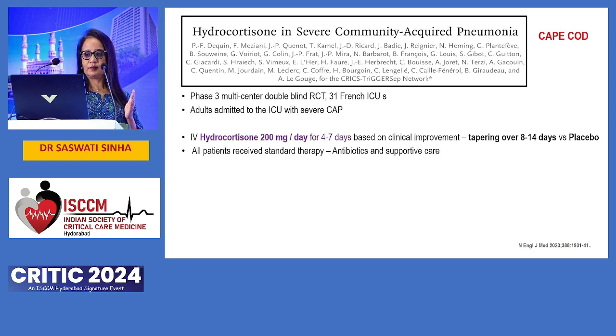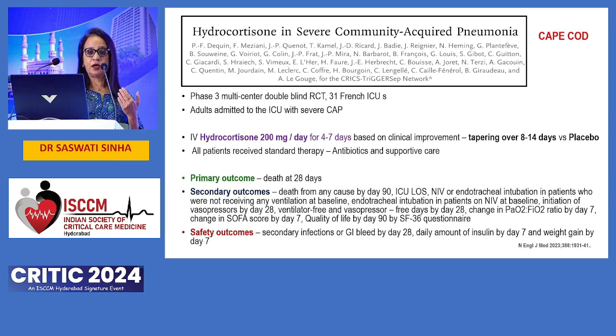So this is the next study which is probably going to change our practice. And this was the Cape Cod study, which was published recently, and it was conducted in 31 French ICUs. And it compared hydrocortisone, which was given for 4 to 7 days. And depending upon the patient's clinical improvement, it was tapered over 8 to 14 days. It's important to understand that they gave these patients steroids within 24 hours. This is in contrast to what the American study did, that they included the patients up to 72 to 96 hours. So this becomes important to understand which steroid, when to give, and whom to give.